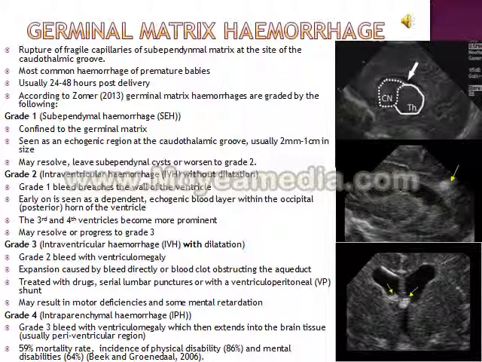Grade 4 intraparenchymal hemorrhage is when a grade 3 bleed with ventriculomegaly then extends into the brain tissue, usually the periventricular region. 59% of these hemorrhages result in death. 86% result in permanent physical disability and 64% with mental disabilities. This begins as an echogenic homogeneous lesion with irregular margins.